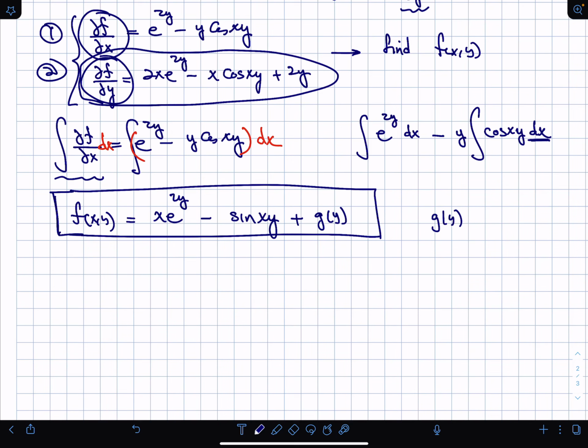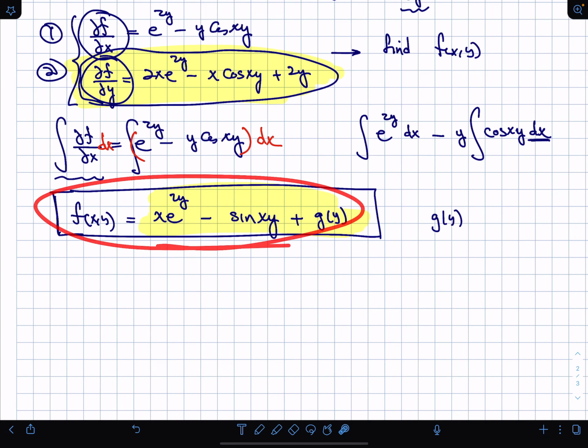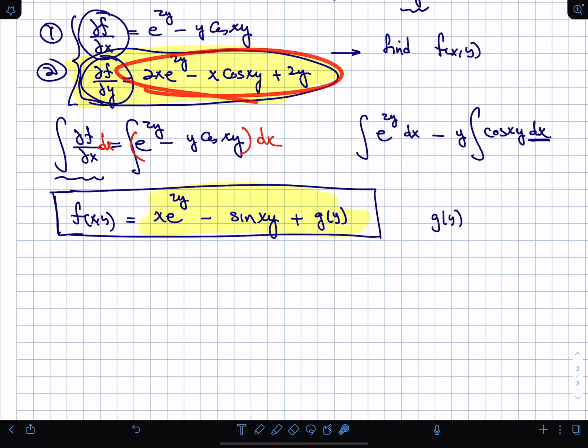So I know from the other one, the partial of f with respect to y. I know from this one that partial of f with respect to y is all this. But I have f of xy now. So all I have to do is take the partial of this with respect to y. So I take partial of this thing with respect to y and set it equal to that thing, and that's how I will find g of y.